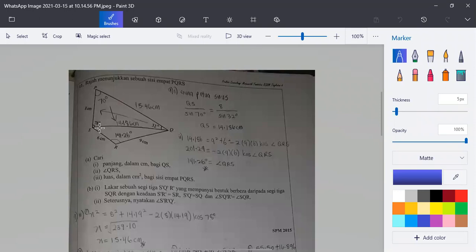Okay, in this question, we have a triangle S, Q, and R. From previous calculations, we have already obtained that the value for the angle QRS is 141.26. So the calculation that's going to be done is assuming that the value obtained in QRS is accurate.